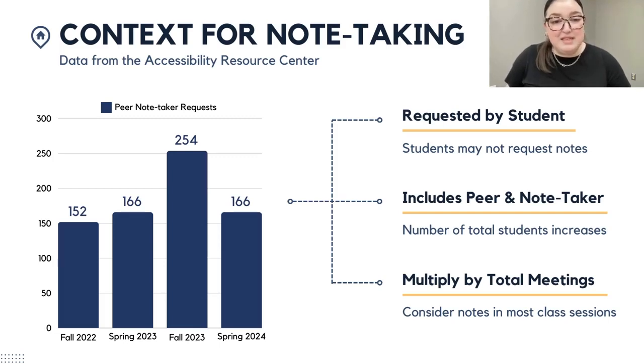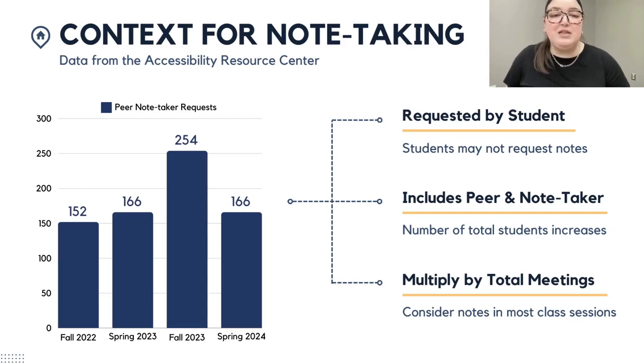The second piece to consider is that these numbers only include the students who are requesting the note taker. But for us, we want to think about the peer who is taking the notes as well as the peer who is requesting the notes. We want to consider both of these when we think about the number of students involved in peer note taking.